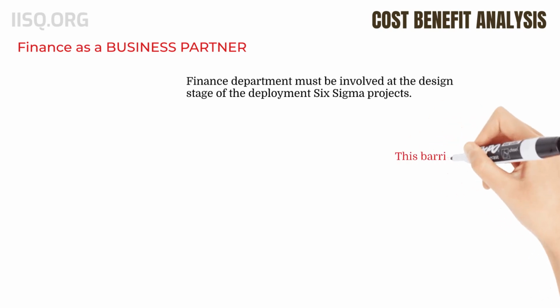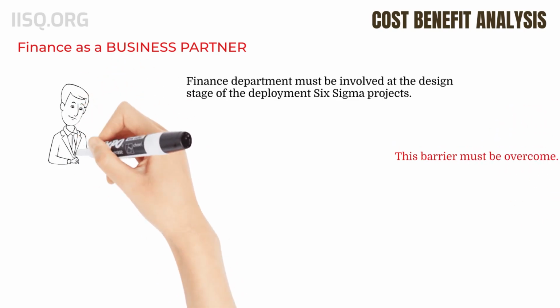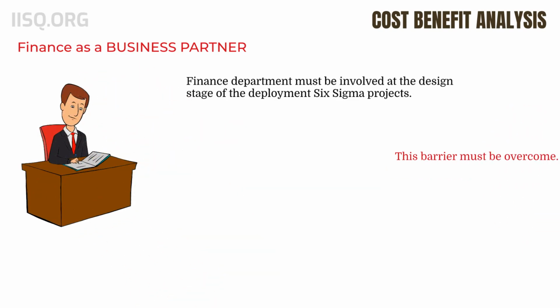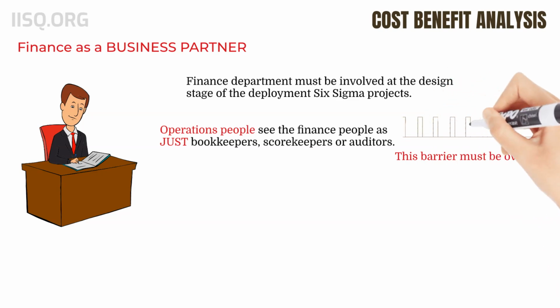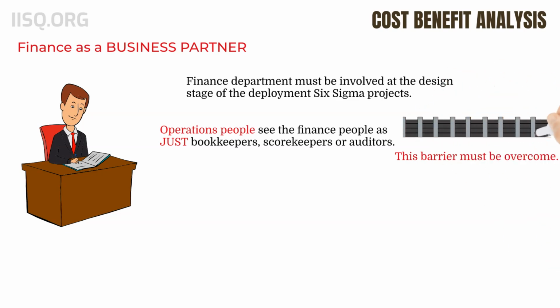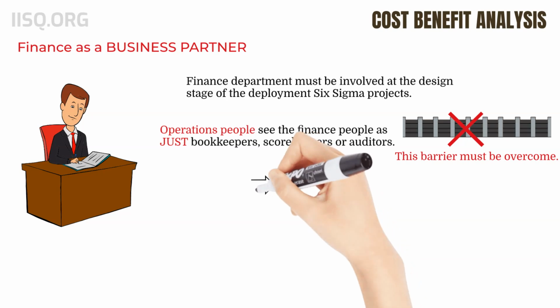This may sound easy, but in actuality, it may be difficult in the beginning. Many operations people see the finance people as bookkeepers, scorekeepers, or auditors. They typically do not like it when finance guys get involved in operational decisions. This barrier must be overcome for the entire team to succeed.